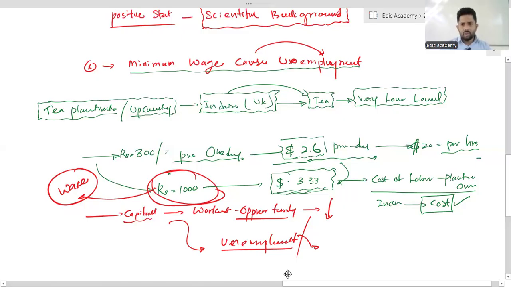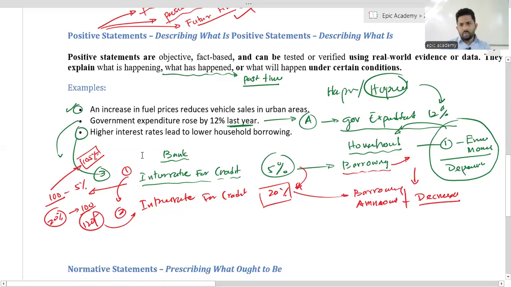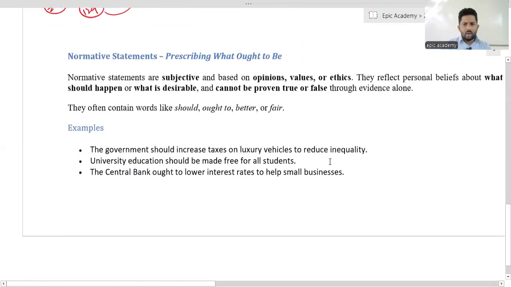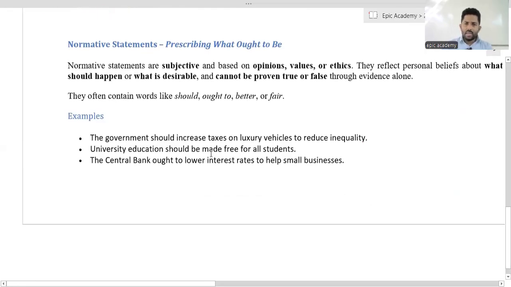Okay, I think you got it, right? Now we can move to the next statement. I already discussed the positive statement, its main features and examples. And now this is the time to identify the normative statement in the economy. Okay. It is always describing what must be there.